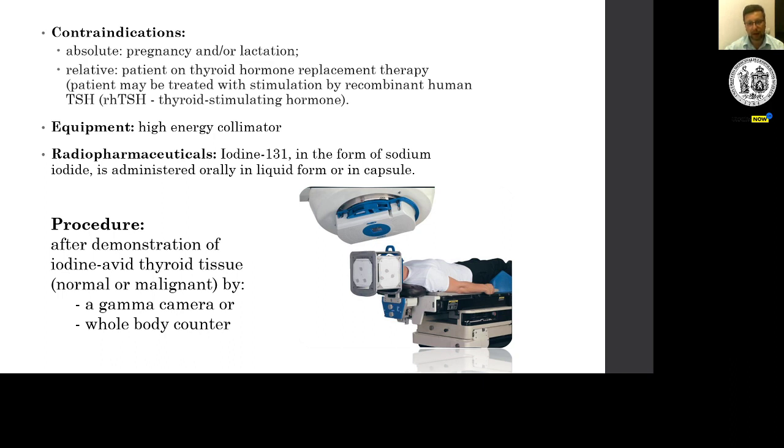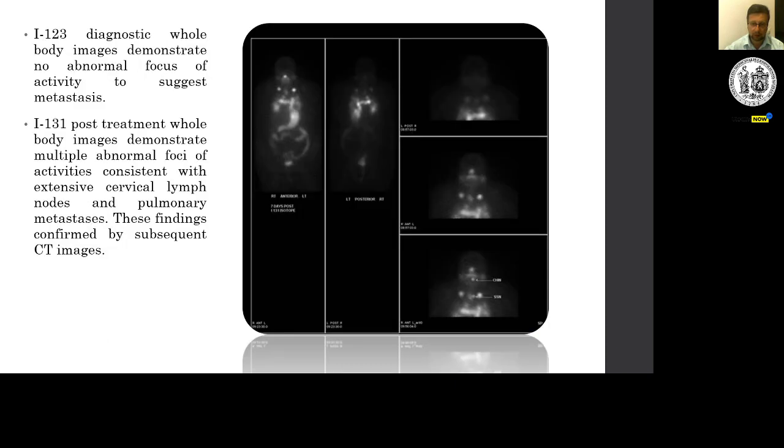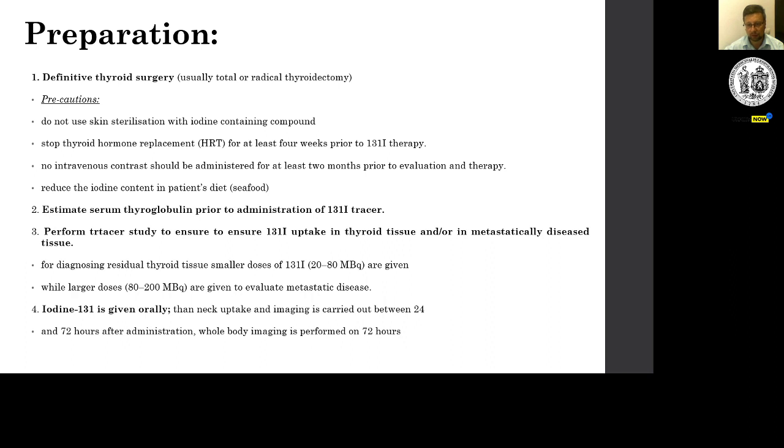We use a high energy collimator for this kind of therapy, and a radiopharmaceutical such as iodine 131 in a form of sodium iodide, which will be administered orally, in liquid form or in a form of capsule. And the procedure looks like this: after demonstration of the iodine-avid thyroid tissue, normal or malignant, using the gamma camera or whole body counter, as you saw on the previous image, we may achieve this information about the accumulation of iodine in the tumor cells.